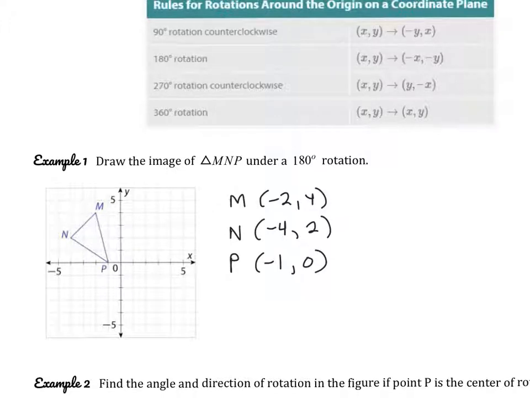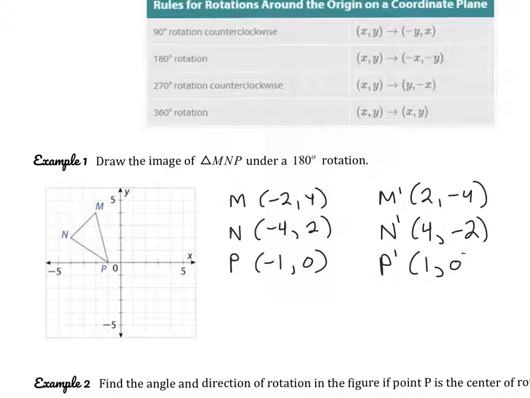Then I'm going to look at my rule for 180 degree rotation, which is to make both x and y opposites. That means M prime is +2, -4. They both become opposite. N prime is +4, -2. And P prime is +1, and the opposite of 0 is just 0.